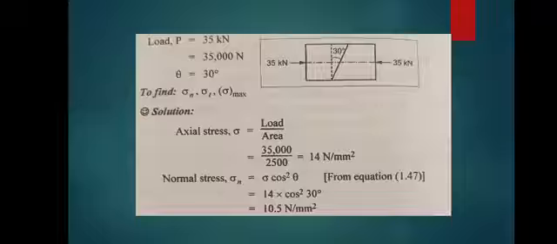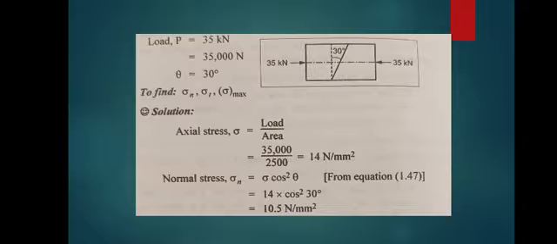Then substitute the value of sigma in the normal stress formula. Sigma n is equal to sigma cos square theta. The sigma value we already found out is 14 and theta value is 30. Therefore, the answer is 10.5 Newton per mm square.